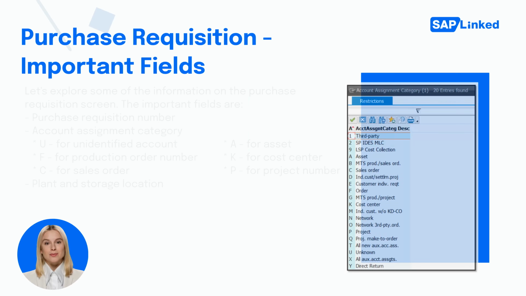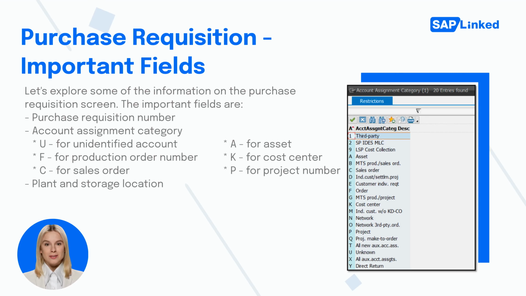Let's explore some of the information on the Purchase Requisition screen. The important fields are: Purchase Requisition Number is an attribute of a configured document type. The document type determines the number ranges for SAP purchasing requisitions. The standard SAP system provides two document types, NB and TB. NB is a standard purchase requisition.